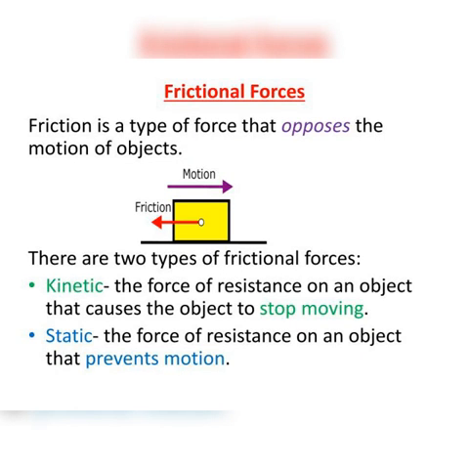Last but not least, frictional force, also known as friction force. Friction is a type of force that opposes the motion of objects. There are two types of frictional force. These include kinetic and static. Kinetic is the force of resistance on an object that causes the object to stop movement, while static is the force of resistance on an object that prevents motion.